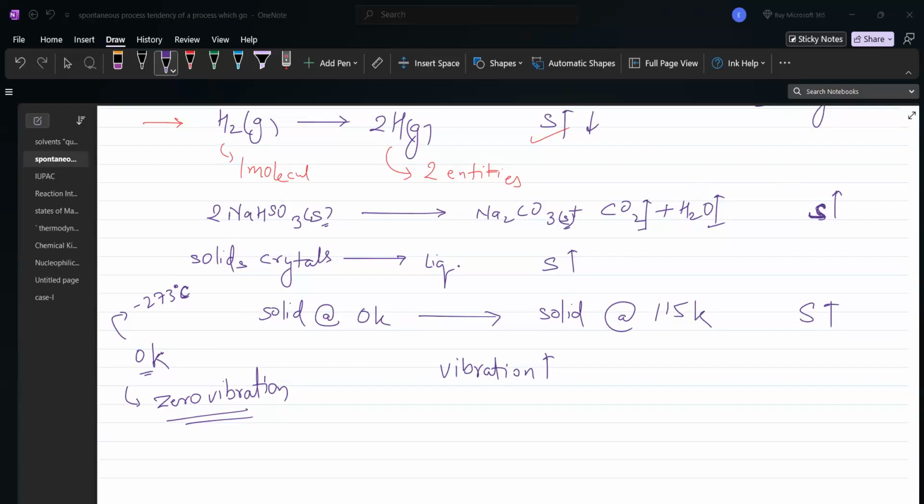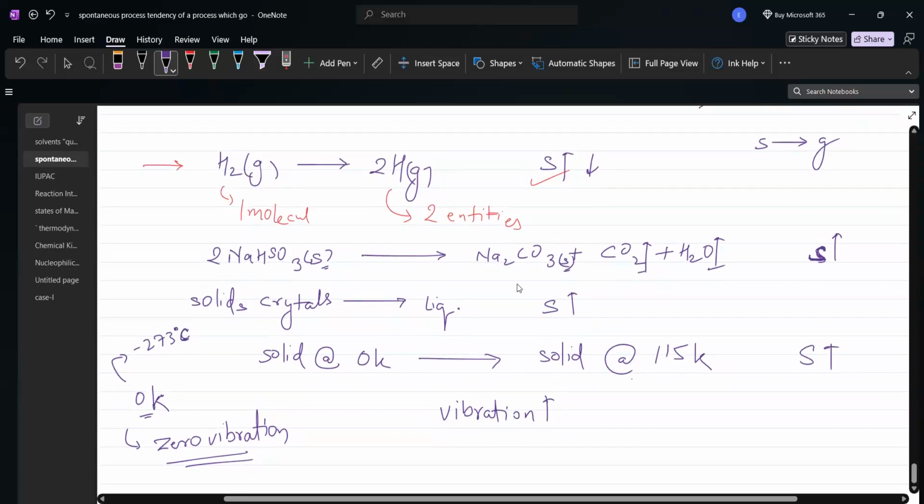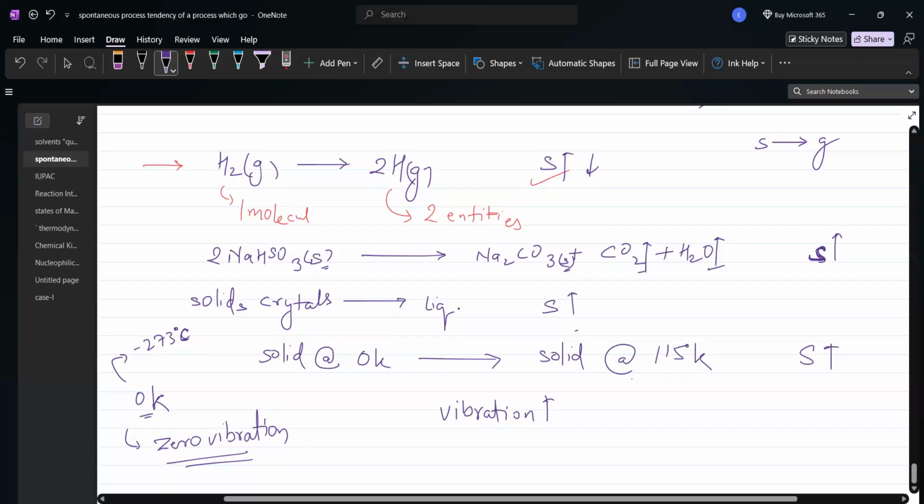Okay. So can you show the question? Question is not visible. The question is that we have to compare. We have to comment on that: is entropy increasing or decreasing?